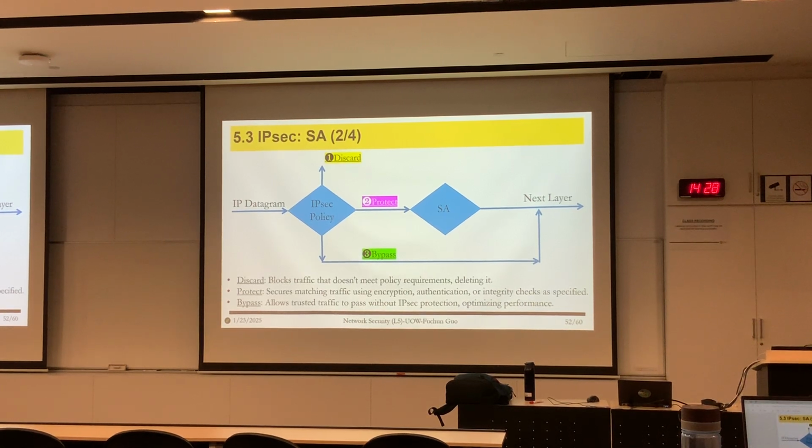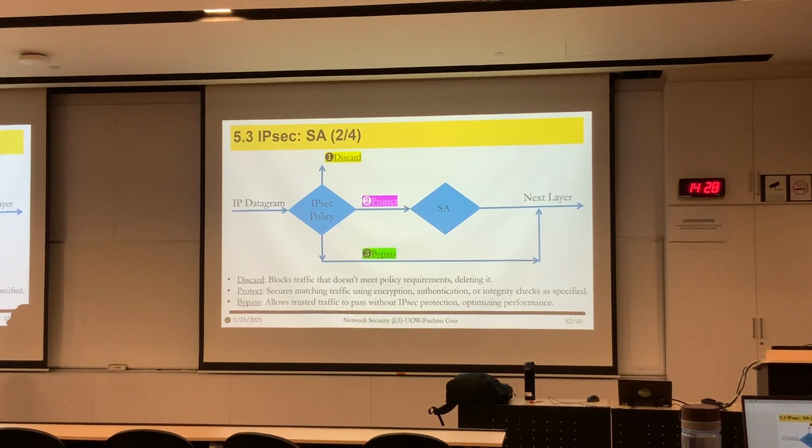And the third one, bypass, is to allow the traffic to pass without IPsec protection. Okay, it means some IP packets will be bypassed without any protection. For example, if this is something to be sent out, then the policy will just ignore the protection and let it go to the next layer and it will be sent out.